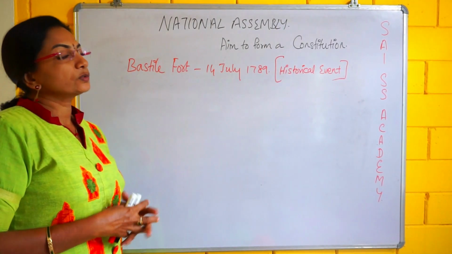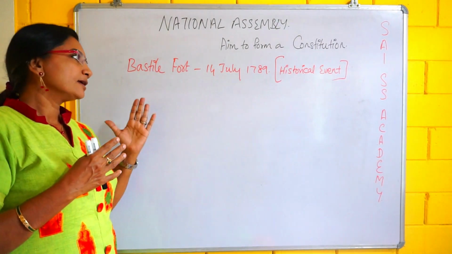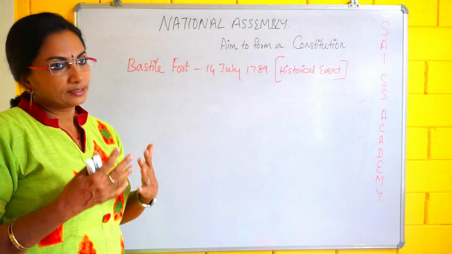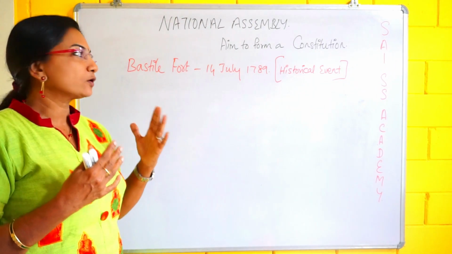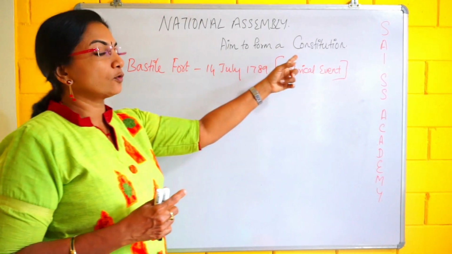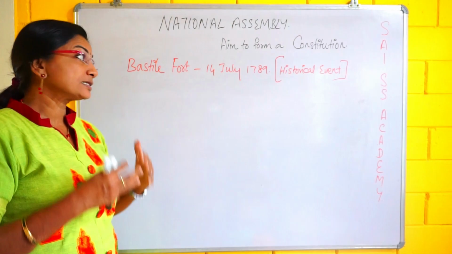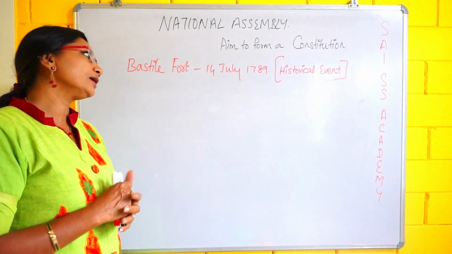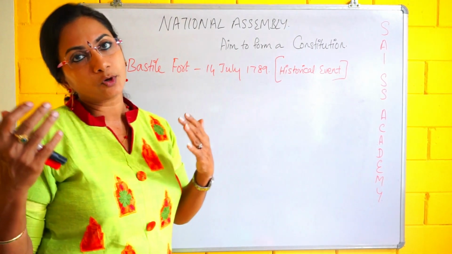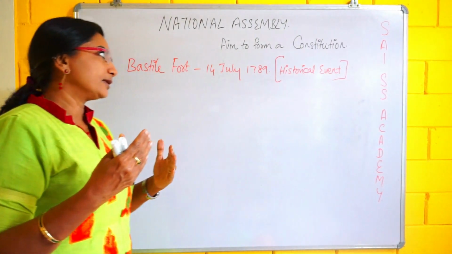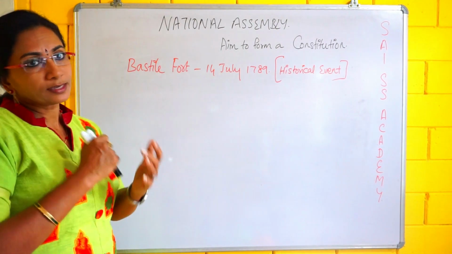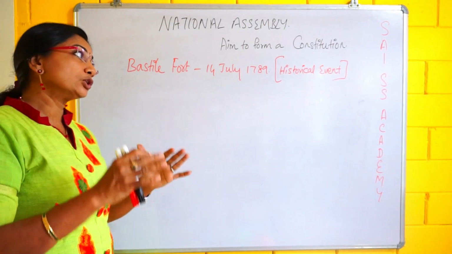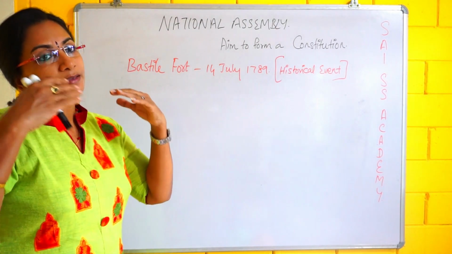Yes children. So the third estate people formed the National Assembly. What was the aim? The main aim was to form a constitution which limits the power of the king. Why? Because the king is not able to take proper decisions. So they thought that they had to limit the power of the king. But some people were ready to form the constitution, while the majority of them were not ready.